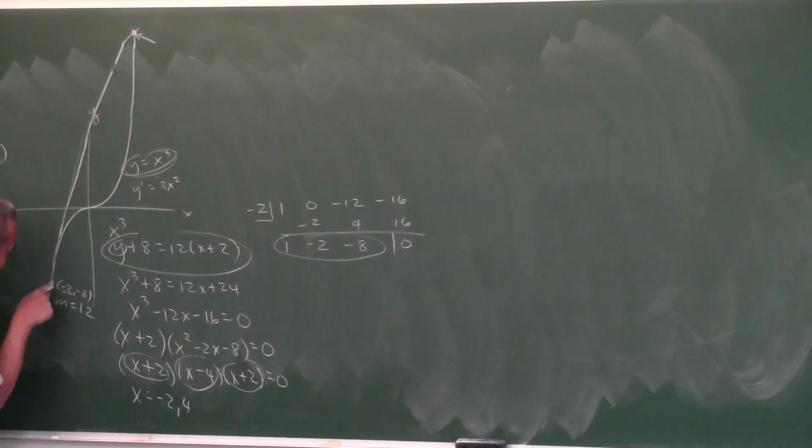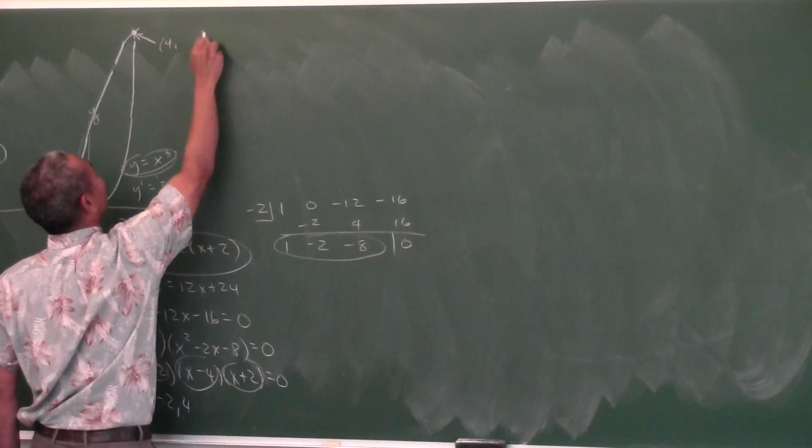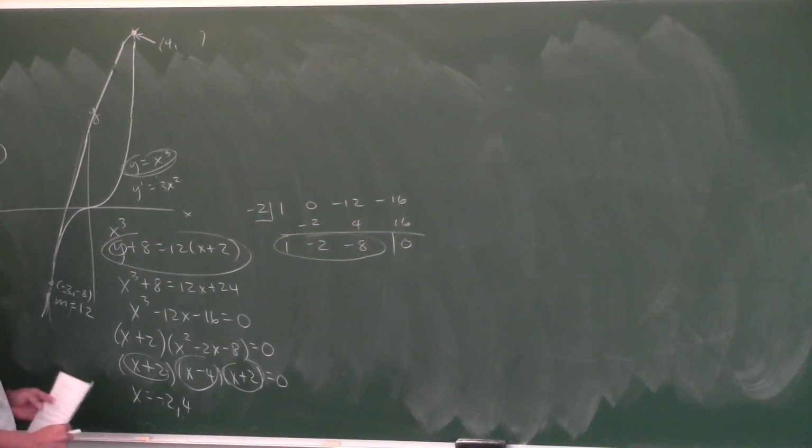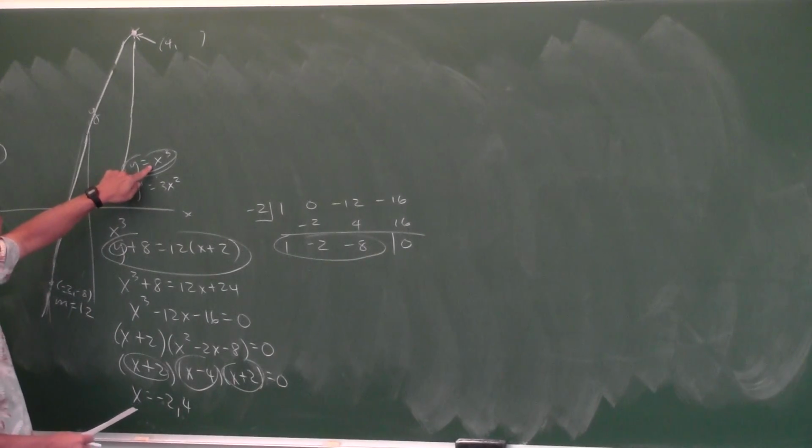So we already know they intersect here. I want the other one. That's this one, when x is 4. How do I figure out the y coordinate? Plug it into either this one or that one. Which one looks nicer? I think that one, yeah? 4 cubed.